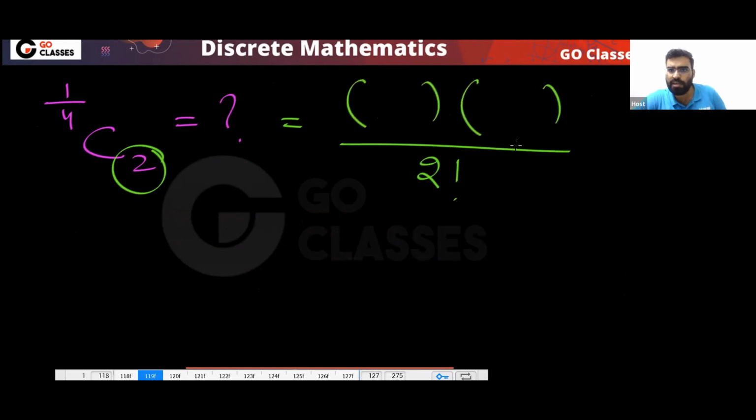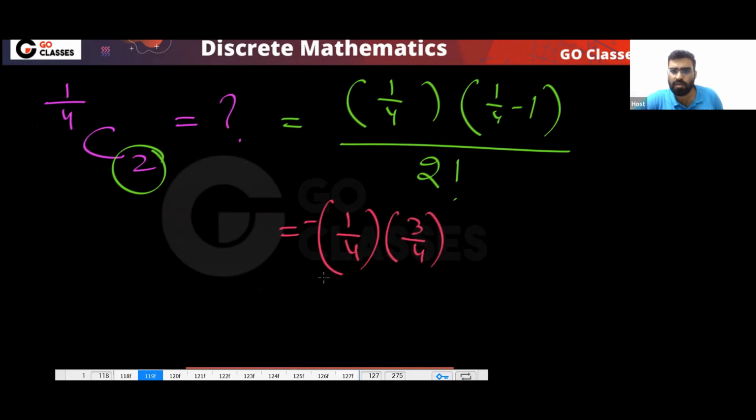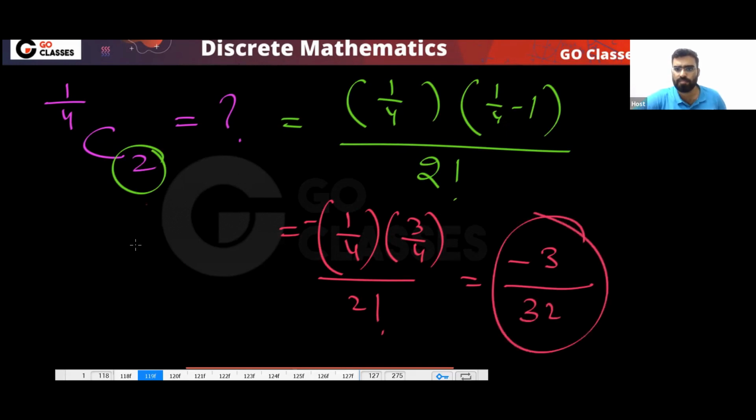We have to write only 2 terms. So 1 by 4 minus 1. So the answer will be what? 1 by 4, and this will be 3 by 4 upon 2 factorial. So the answer will be minus 3 divided by 32. Correct? So this is a very simple idea.